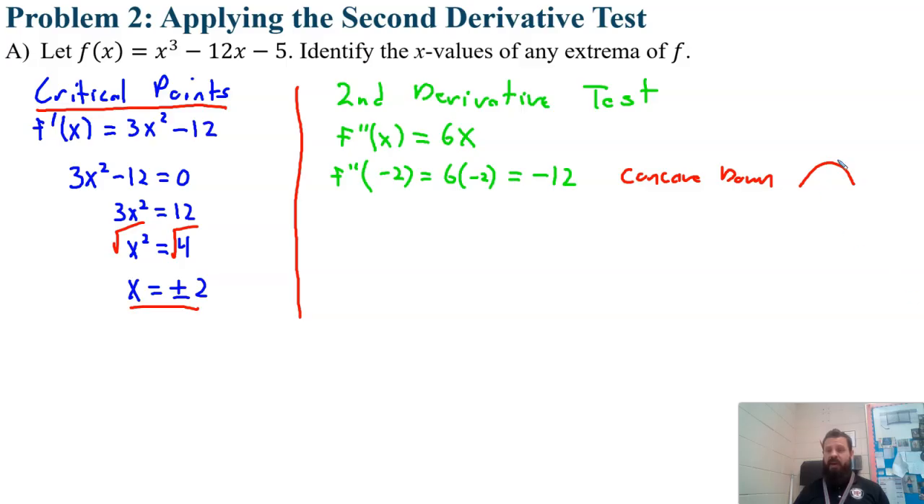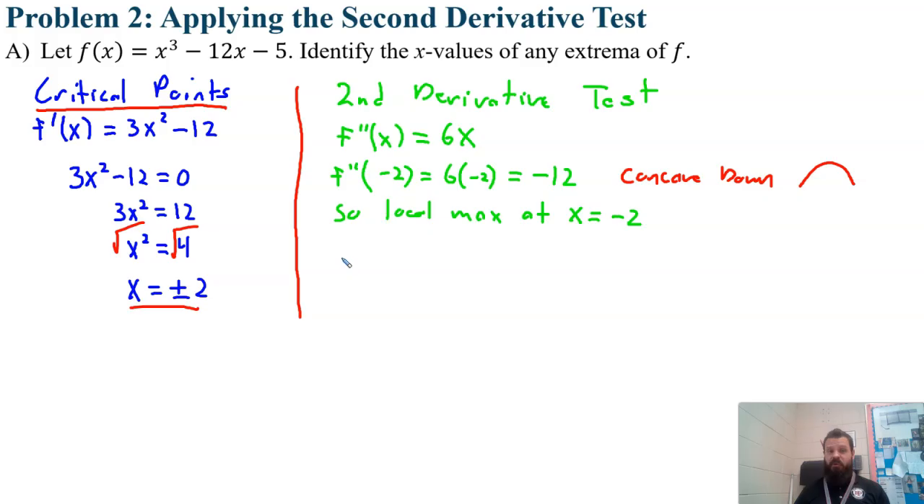Well, if we have a critical point on the part of a function that's concave down, that means we're looking at a maximum. So we can say local max at x equals -2. All right, so there's our second derivative test in action. Again, instead of checking for sign changes of that first derivative, we're just checking out the sign of the second.